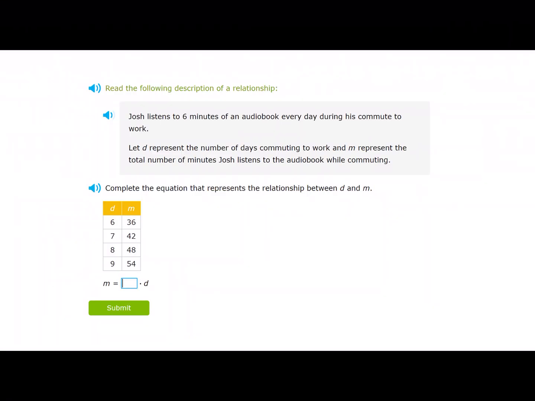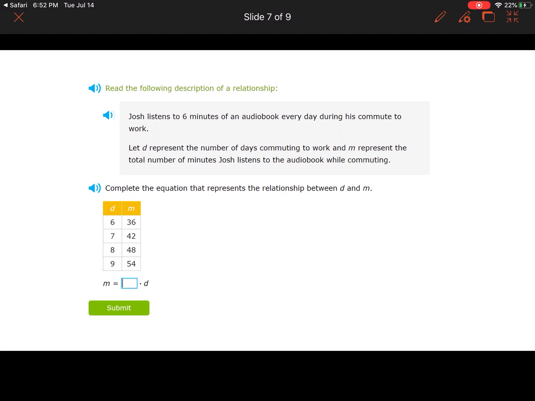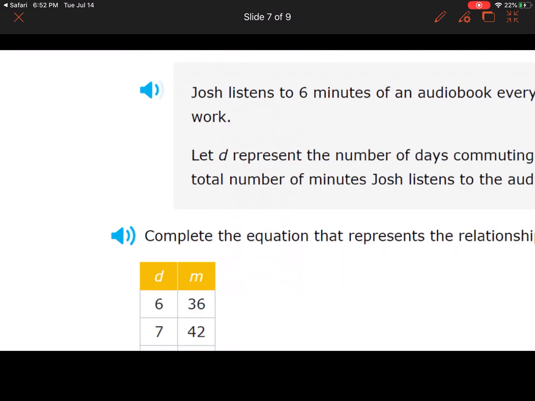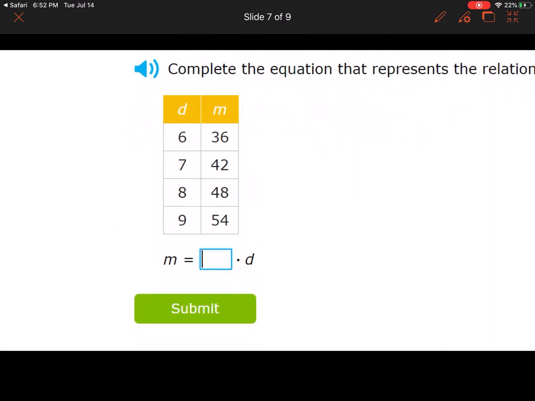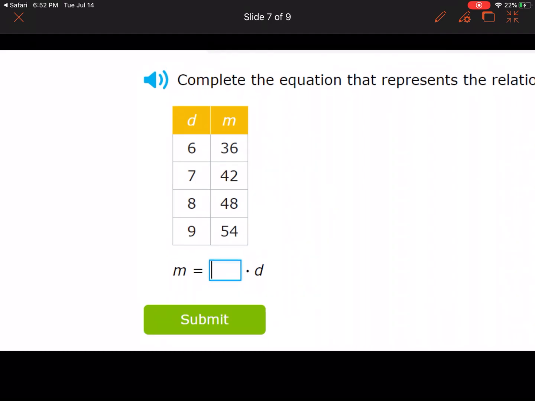Next one, Josh listens to 6 minutes of an audiobook every day during his commute to work. Let D represent the number of days commuting to work and M represent the total number of minutes Josh listens to an audiobook while commuting. Complete the equation that represents the relationship. So if you go ahead and zoom in and look at this table, guys, we're trying to think about, all right, what's the relationship? What's happening? Are we adding, dividing, multiplying, subtracting?